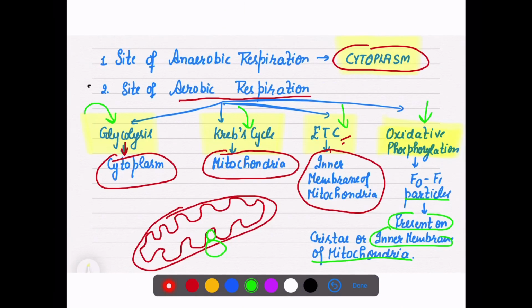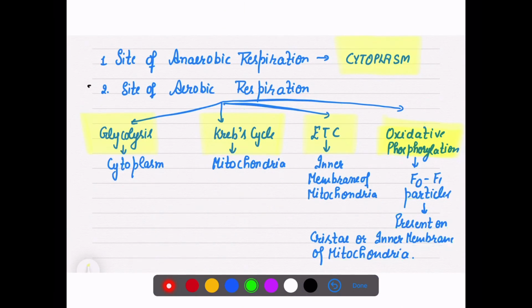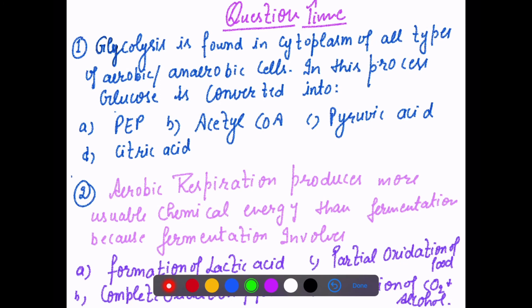So this was the introduction about respiration. Now let's see how you answer these questions. I know that you can easily answer them. Glycolysis is found in the cytoplasm of all types of aerobic or anaerobic cells. In this process, glucose is converted into, very easy for you to answer. Mention your answers, and always interact with me through the comment section.